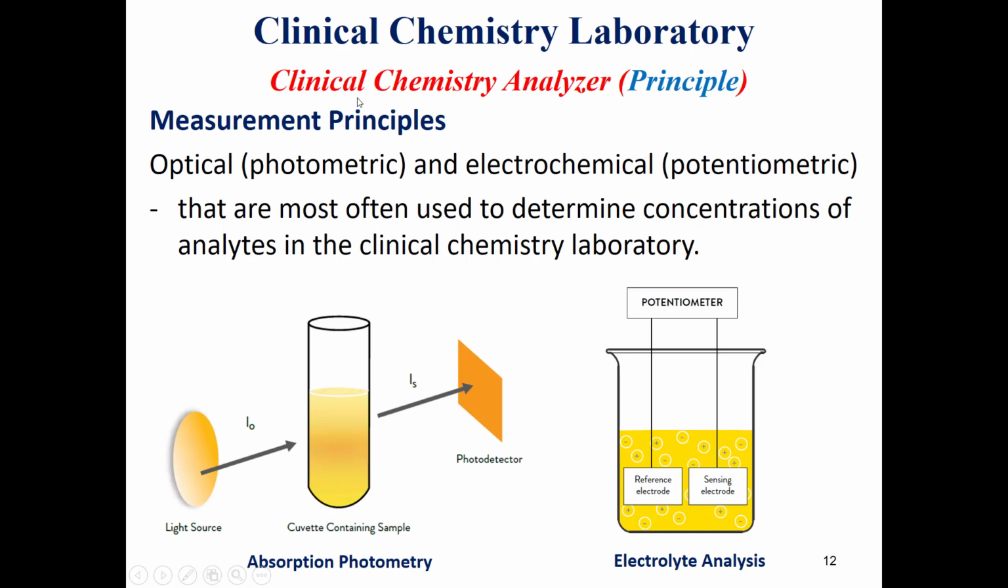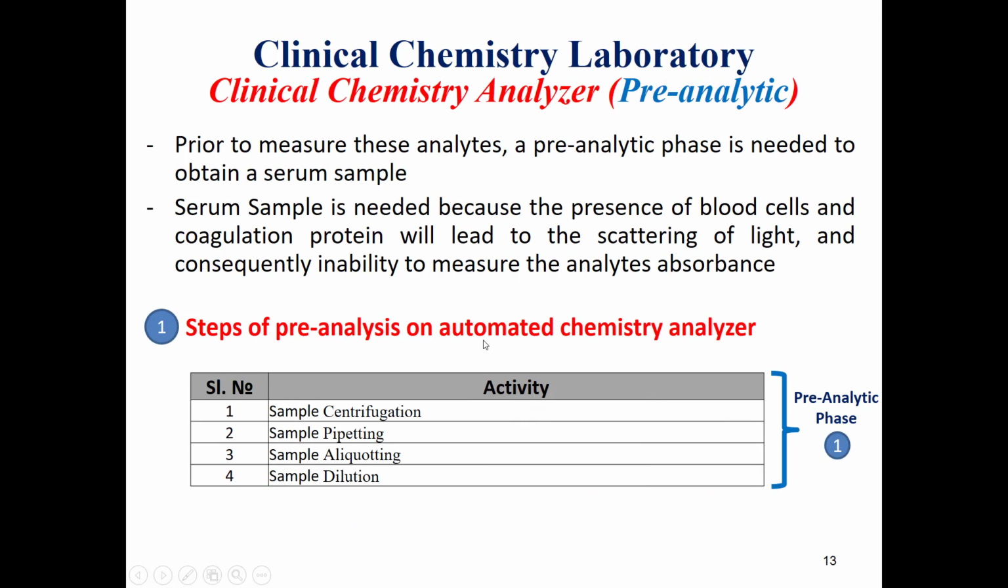For the measurement principles of the clinical chemistry analyzer, we have two types: optical and electrochemical. The optical one is photometry, which is based on the measurement of the absorption made by the analytes. We have potentiometry, which is also used to measure certain analytes. So these are the principles, and the photometry will be covered in a separate video or part.